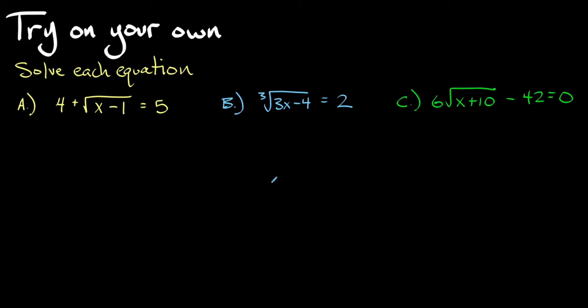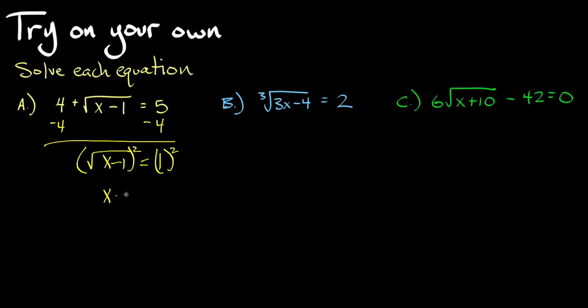Okay, Eli, you said you finished it already? Can you give me guidance on A? So you would subtract the 4 first, so you could get the root alone. Okay, perfect. You want the root alone. And then you would square both sides. Yep, square both complete sides. And then you get x minus 1 is equal to 1. And you take the 1 to the other side, and it would be x equals 2. Nice job, Eli. Good start.